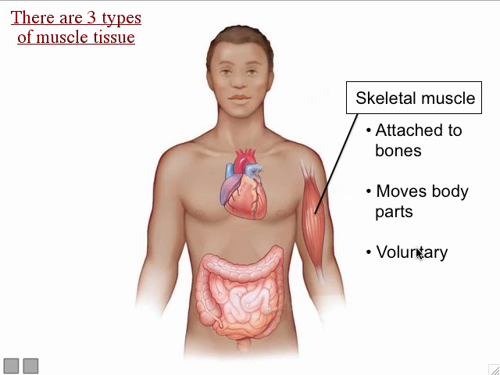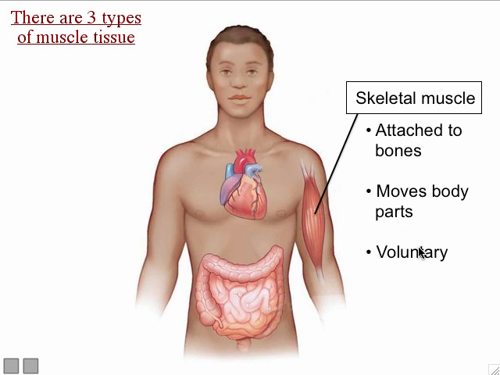And so what that means is you have conscious control over the skeletal muscles in your arms and your legs and your torso and your neck and your face. You have conscious control over all of your skeletal muscles. You control when they contract and relax, and that's what we mean by voluntary. So skeletal muscle is the only voluntary muscle type.